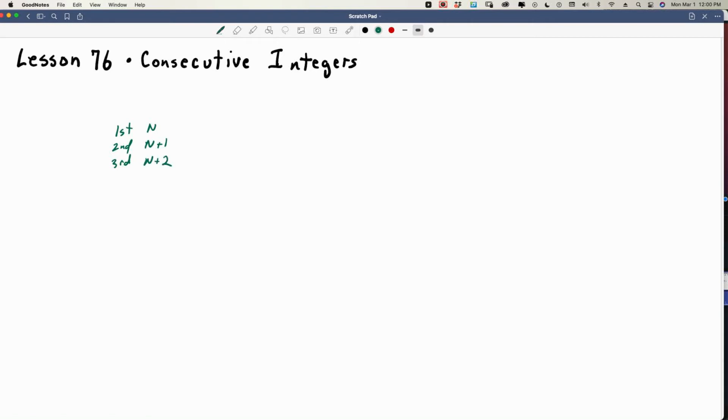All right, such that twice the sum of the first 2, okay, twice the sum of the first 2, so that's 2 times n plus, and the second one is n plus 1.